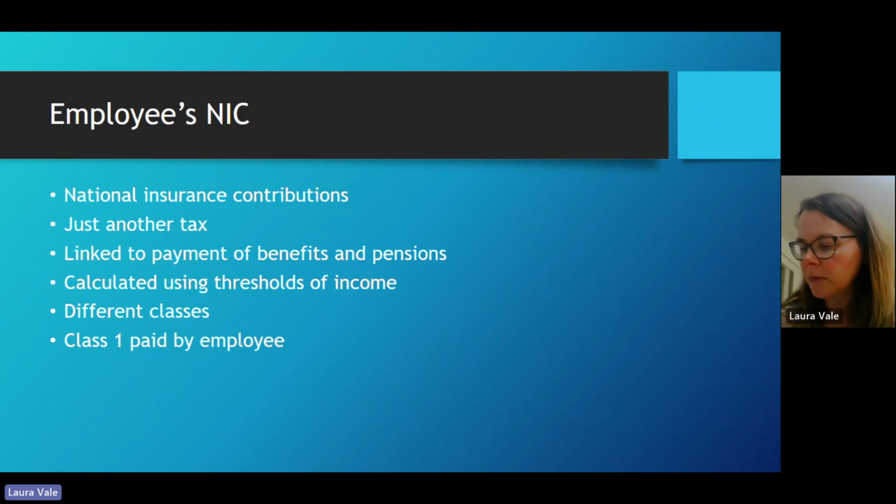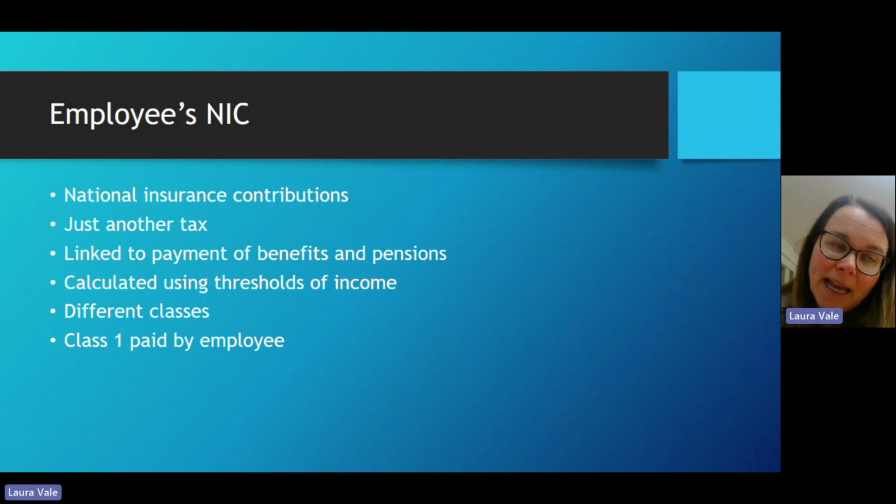So just looking at the current figure. At the moment, you don't pay anything on your first £797 per month. You then pay 12% on everything between 797 and 4,189. And then you pay 2% on anything over that 4,189. They are monthly figures. Incidentally, national insurance contributions are just done every time you're paid using these sort of bands with thresholds of income.